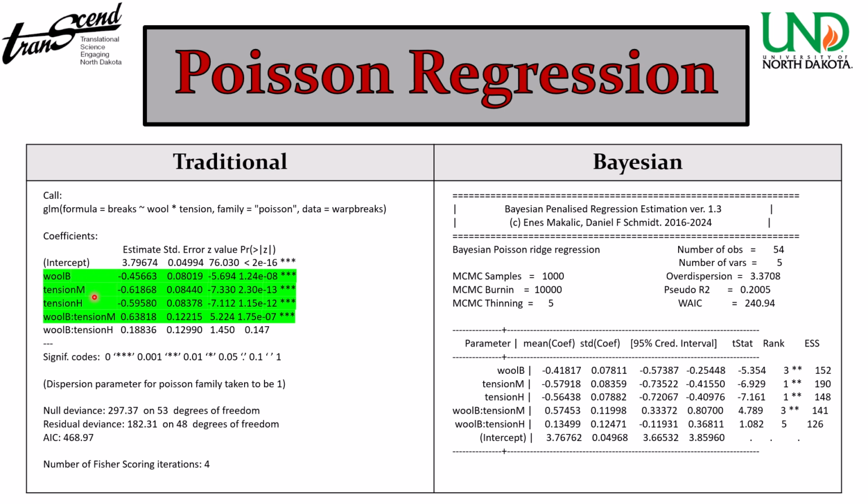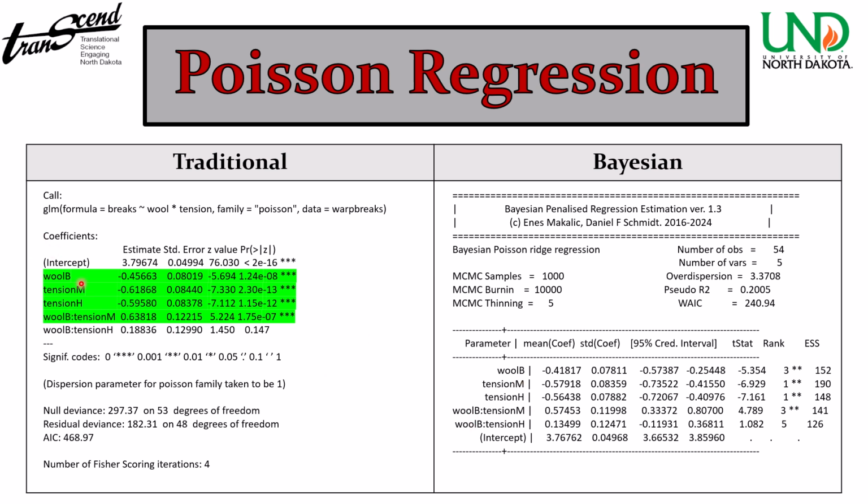And so medium and high were higher than low. If you wanted to compare medium and high, you'd have to switch things up and make things more complicated. So we're not going to do that here for now. And then again, with these combinations here, it's wool B and tension M versus the default.